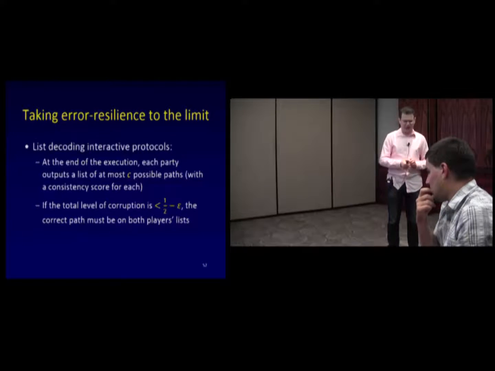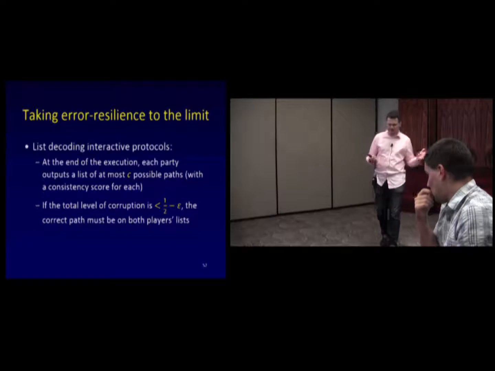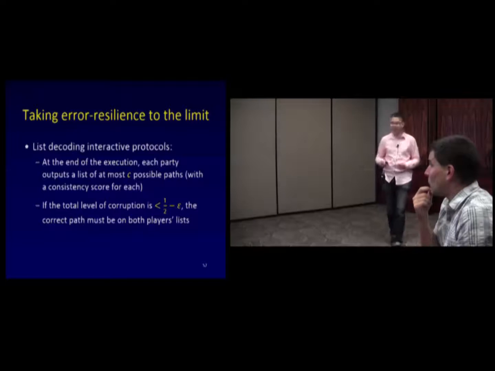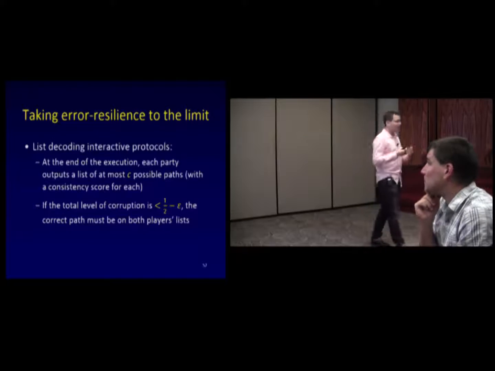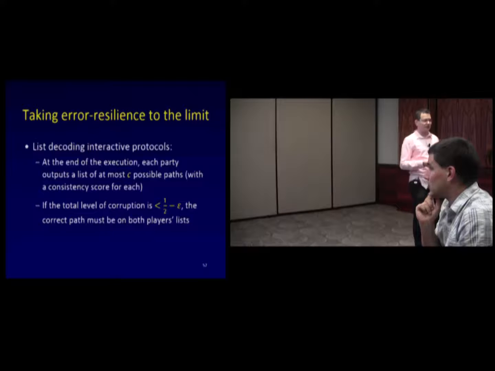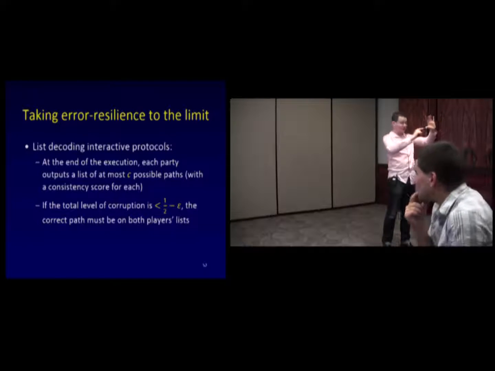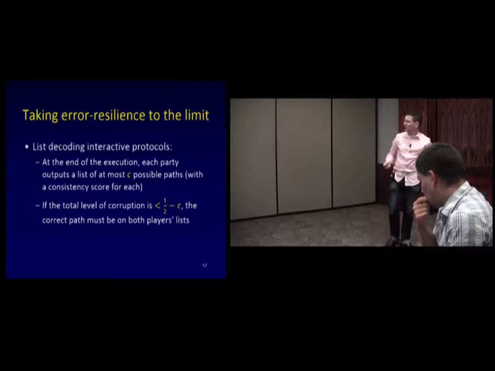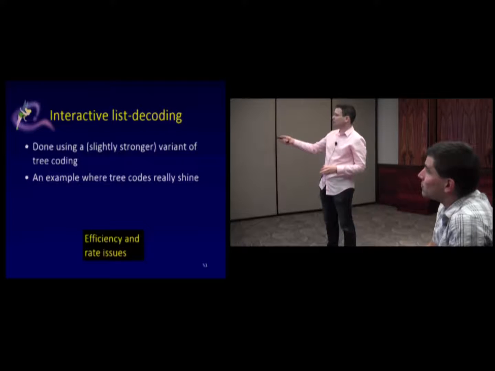It seems that this must not exist for sure, but it's possible to do it if the total level of corruption is less than half minus epsilon, and this is the best you can hope for, because once you're at half, you can completely kill one player, for example, or you can turn the protocol into a 2-round protocol by first completely shutting down Alice and then completely shutting down Bob, so it becomes a 2-round protocol. So interactive list decoding is a different theory.